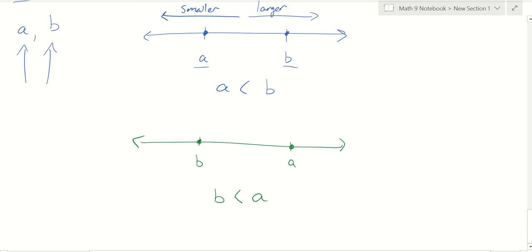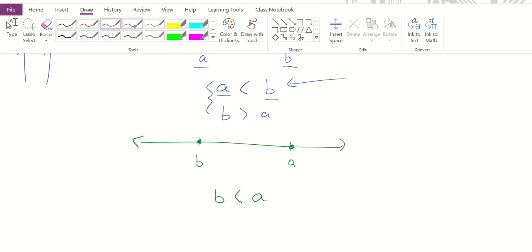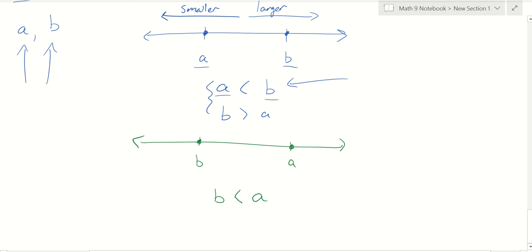So let's look at this example. Here I could say that A is less than B, or here I could reverse the order. I could say B is greater than A. These are two equivalent statements. They mean the same thing. If A is less than B, that really means that B is greater than A. And additionally, in this green example, I could say that B is less than A, and that's really the same thing as saying A is greater than B. So these are equivalent statements right here.